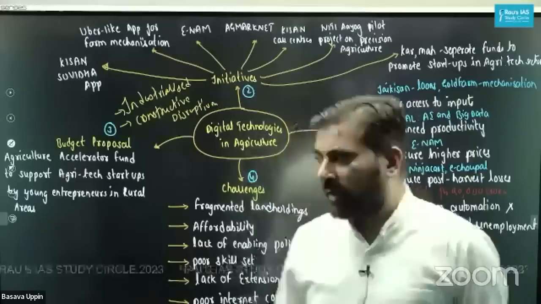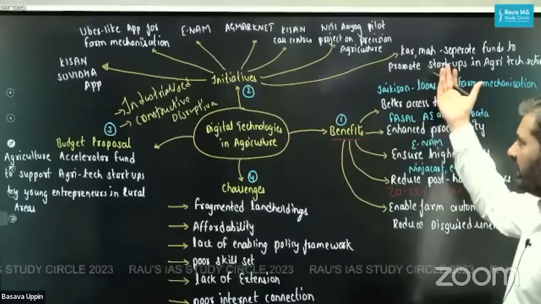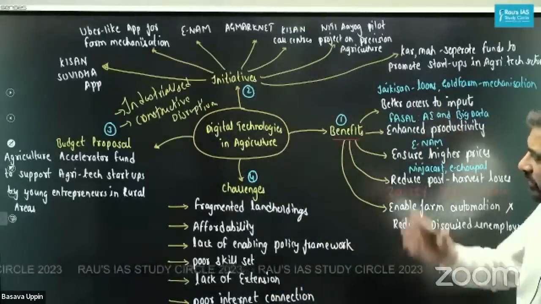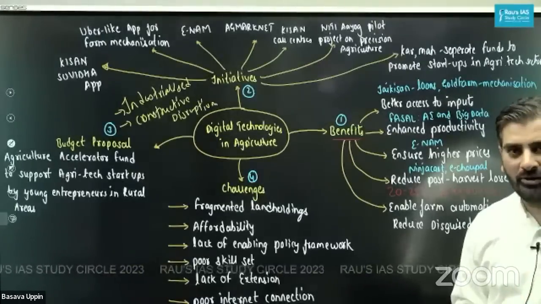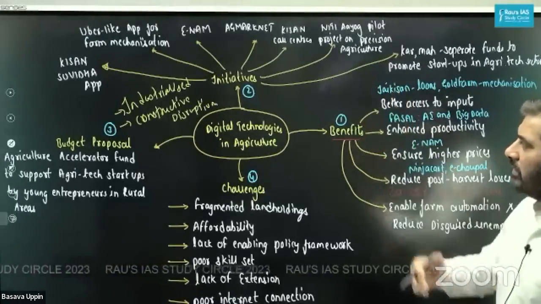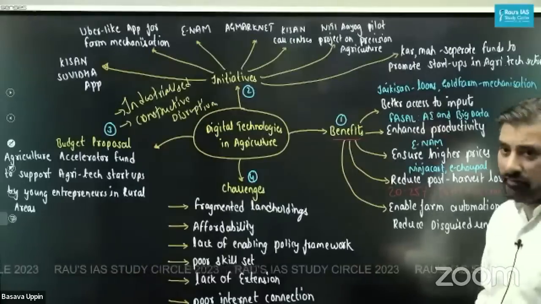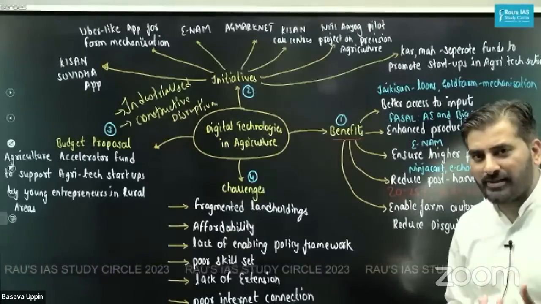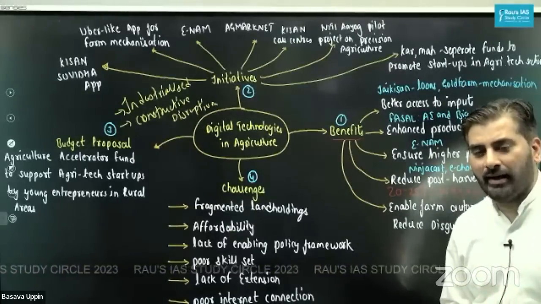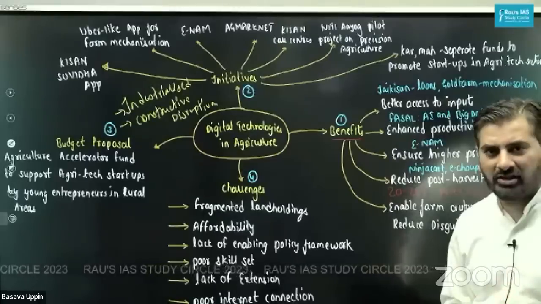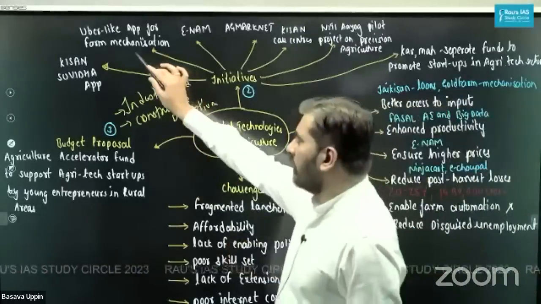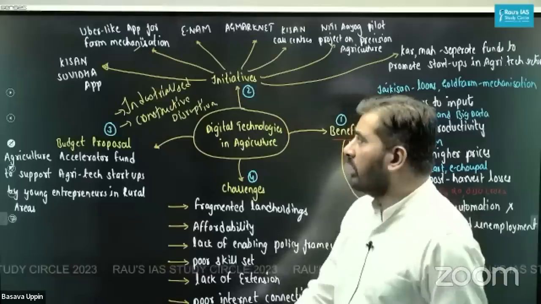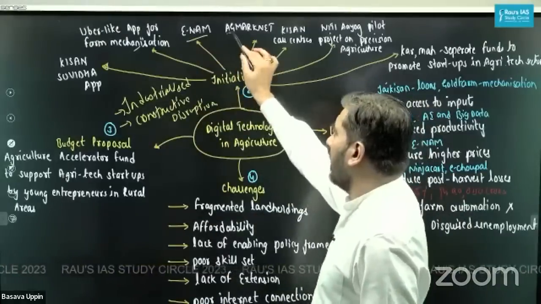So we know that the government has already taken a number of initiatives to promote digital technologies. We can see the Kisan Suvidha app, which provides the necessary information to the farmers. Then we have an Uber-like app, which the farmers can download, and through this particular app, they can rent out various agriculture machineries, machines, tools, which can in turn help us promote farm mechanization. Then we have ENAM, Agmark Net.